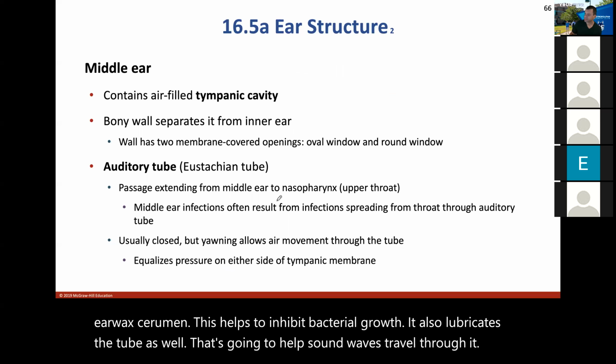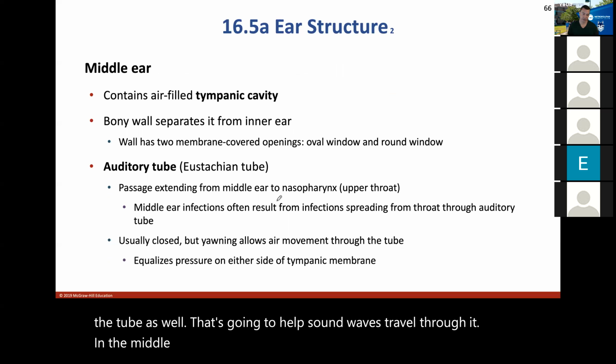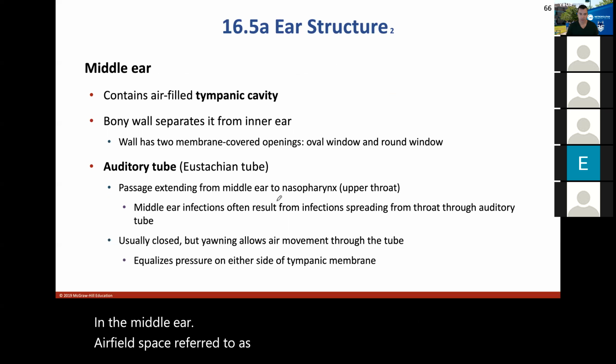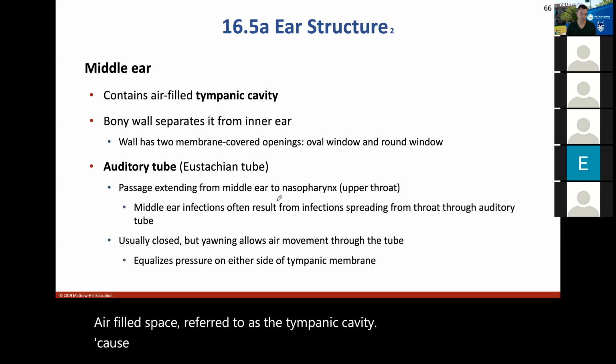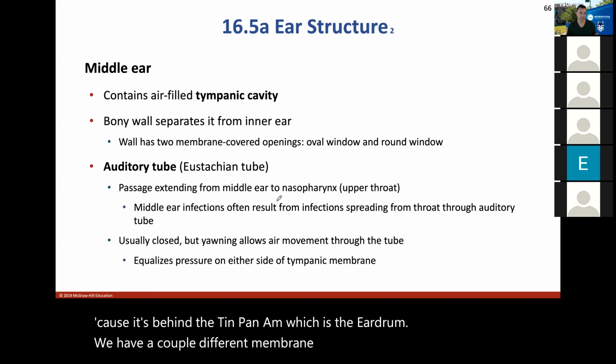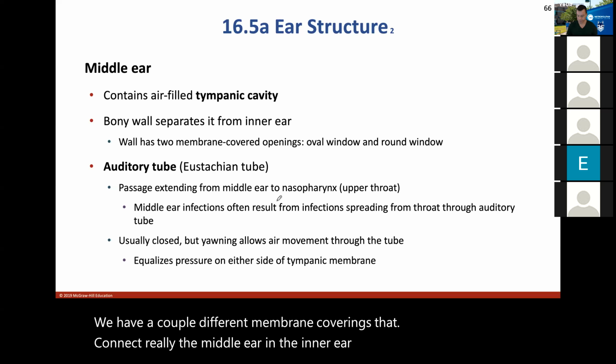In the middle ear, an air-filled space referred to as the tympanic cavity because it's behind the tympanum, which is the eardrum. We have a couple different membrane coverings that connect really the middle ear and the inner ear. That's the oval window, and the round window.